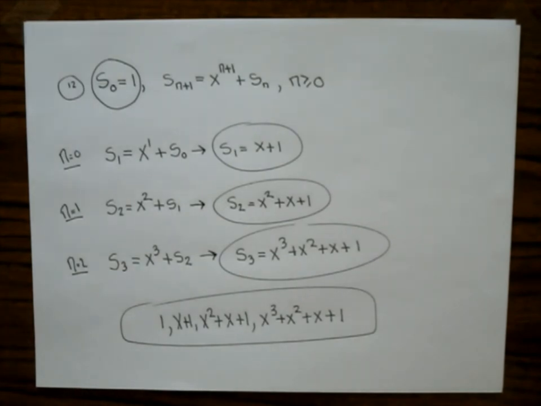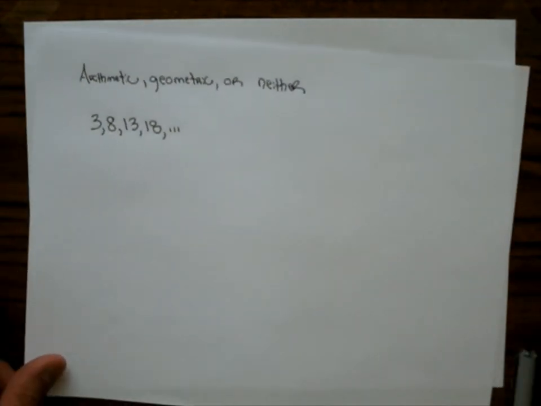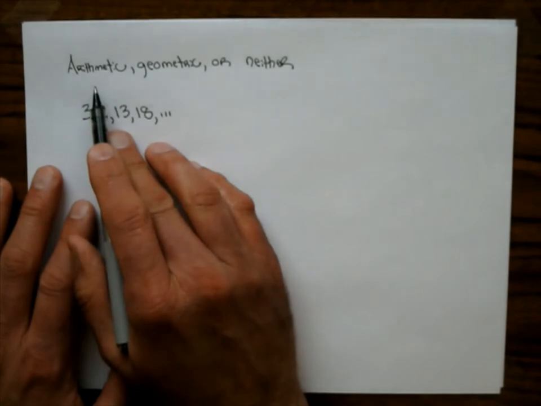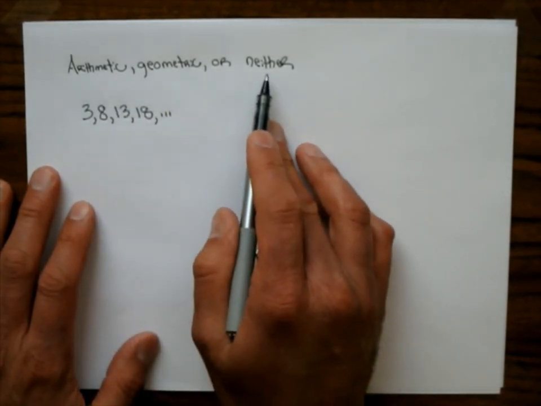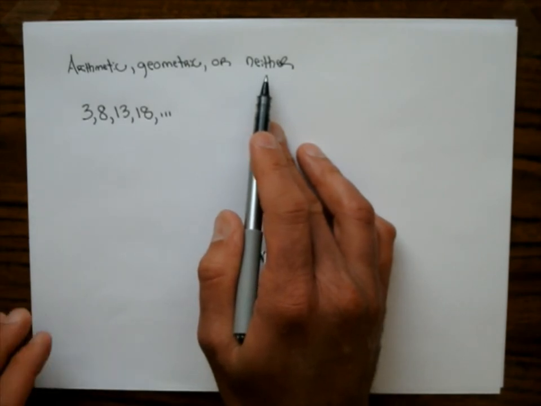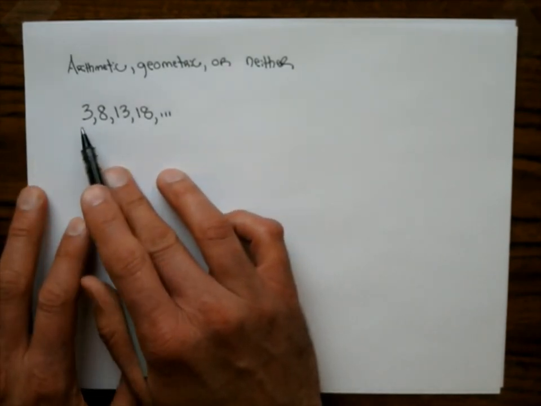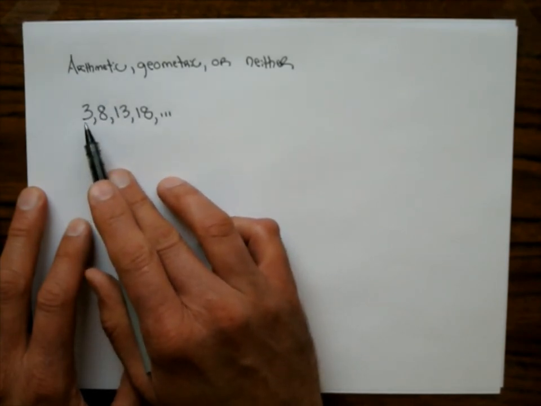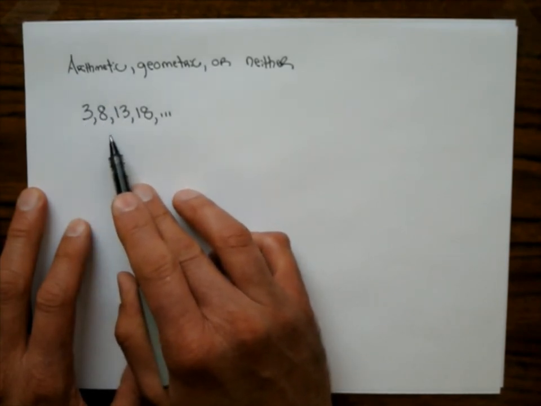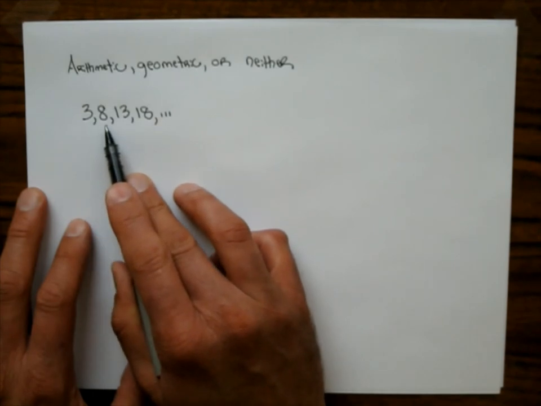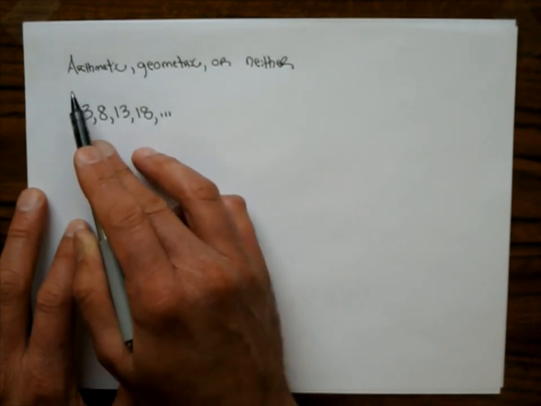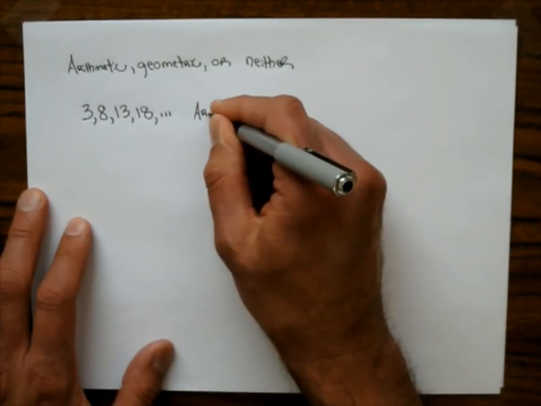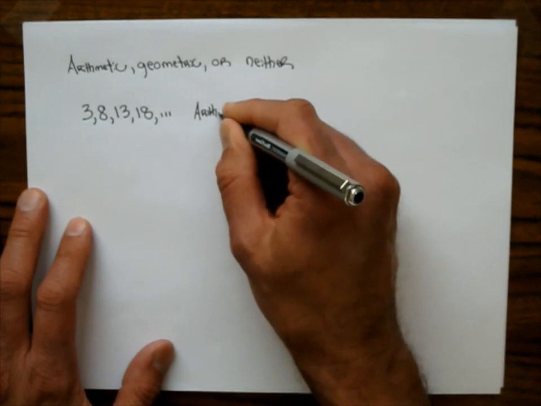Okay, now let's get to the next kind of problem. This is asking, is this sequence arithmetic, geometric, or neither? So we have to figure this out. Well, arithmetic means I'm adding the same number to get to each term. So let's see, if I add 5, and then I add 5, and I add 5, yep, this one is arithmetic.